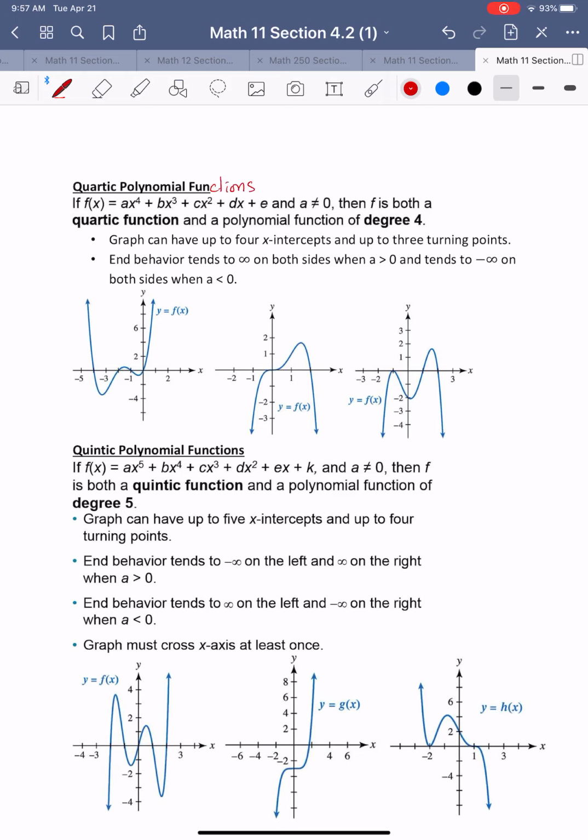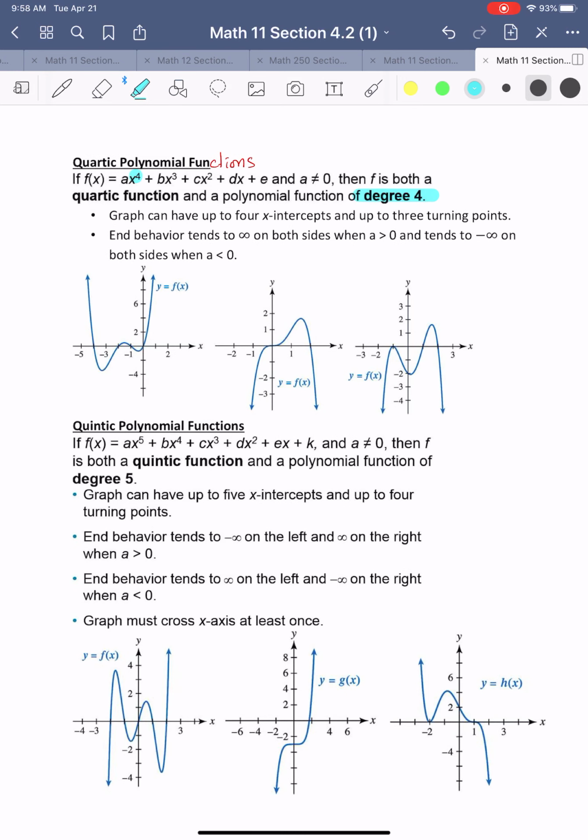Functions, okay. So if f of x equals ax to the 4 plus b, what do you know because of the power 4? It's a degree of 4. So this time, you might have up to 4 x-intercepts and up to 3 turning points. The maximum number of x-intercepts, which is the same as the number of solutions, is the same as the degree of the polynomial, and the turning points are always one less than that.